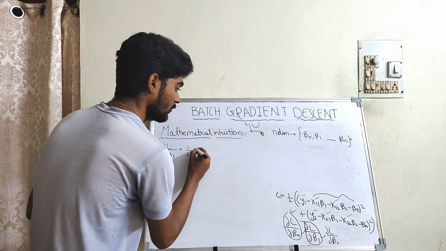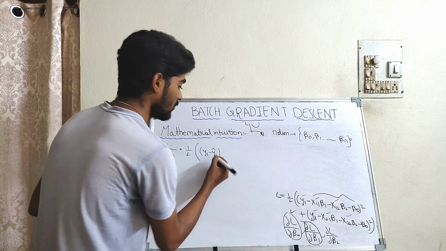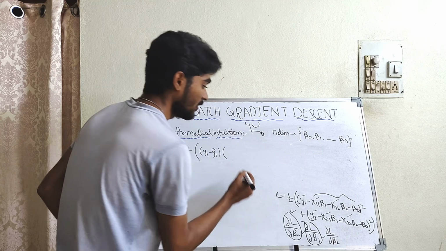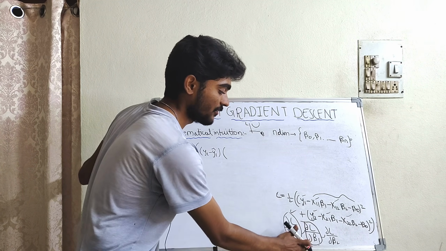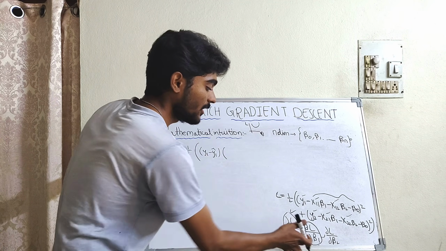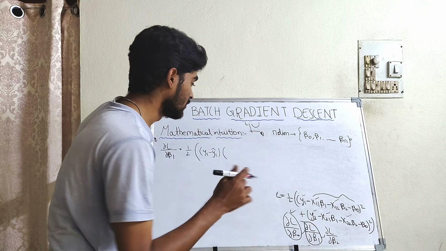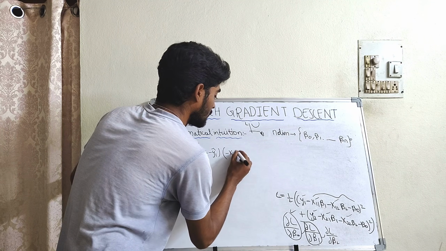That will be 1 by 2, same, I'm writing y1 minus y1 hat. And when you differentiate with respect to beta 1, for beta naught we don't have any corresponding coefficient, but for beta 1 we have a corresponding coefficient, that is x11, so we'll be getting minus x11.